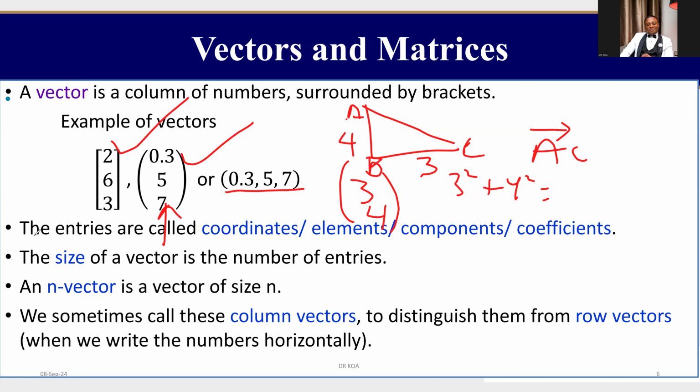Now, you can have an n-vector, which means it has a size of n. And like I said before, column vectors are different from row vectors. Remember, a vector is just one straight element, whether it is one straight column or one straight row. So when you write the same vector horizontally, it is a row vector. But when you write it vertically, it is a column vector. There's more to vectors than meets the eye. Let's get deeper.